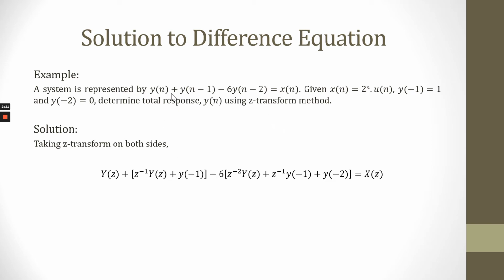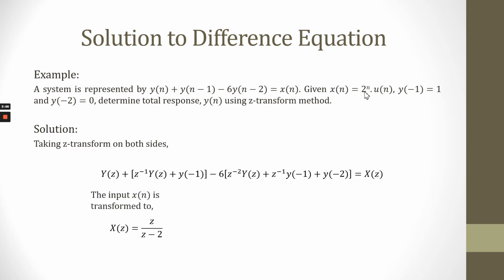So based on the equation given, taking the Z transform on both sides, this one becomes Y(z). This one you can refer to the table. y[n minus 1] is equal to this one, z to the power of minus 1 Y(z) plus y[minus 1]. For y[n minus 2], you also can refer to the given table previously. So it is equal to z to the power of minus 2 Y(z) plus z to the power of minus 1 y[minus 1] plus y[minus 2], equal to X(z).